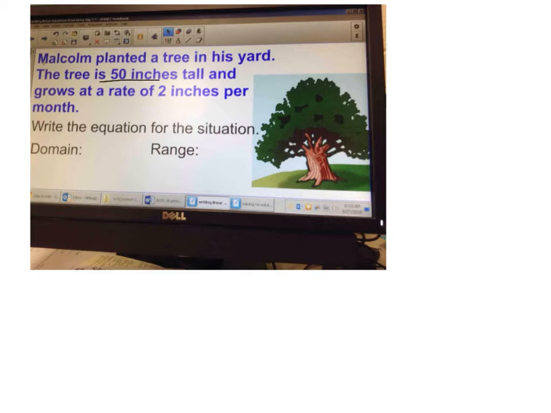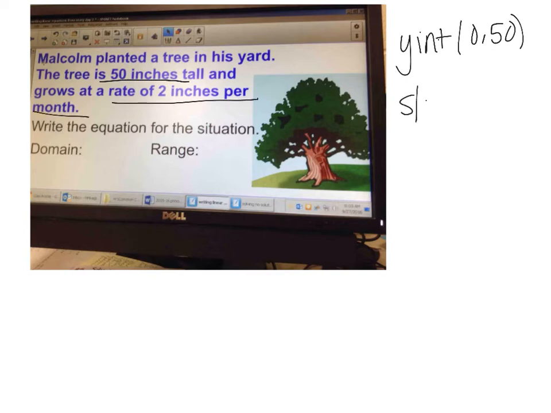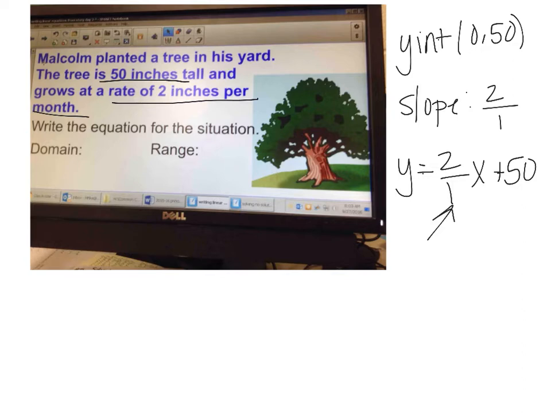We know that the tree started out at 50 inches tall, so that's going to be the y-intercept at (0,50). And it's growing at a rate of 2 inches per month. So the slope would be 2 inches per 1 month. So then the equation is y equals 2 over 1x plus 50. And yes, Miss Fike would like you to write the over 1 for now.